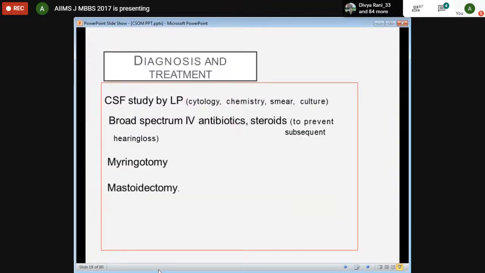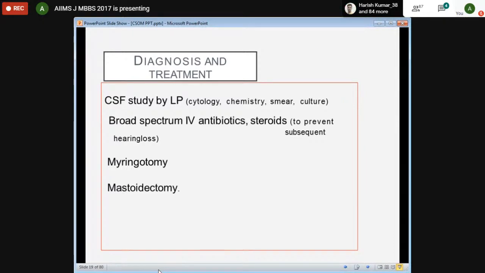Here, if you do a lumbar puncture and get CSF, it will be different. It will be turbid, full of neutrophils and bacteria. Protein content will be high, but sugar will be low because the bacteria take up all the sugar for their growth, and chloride will be less.